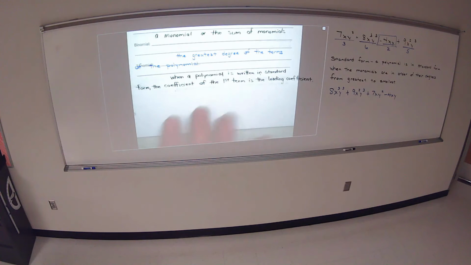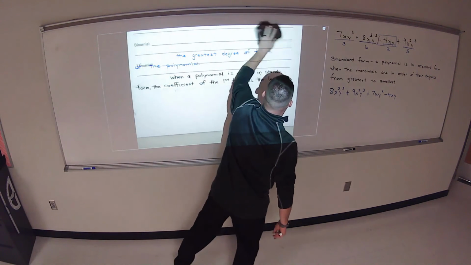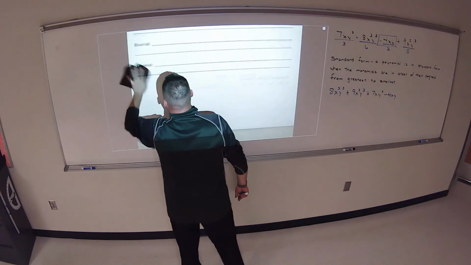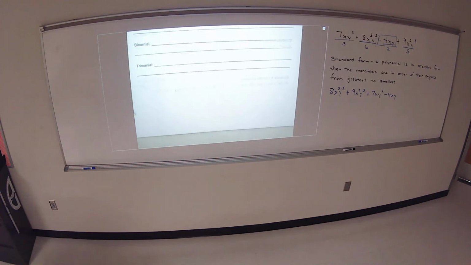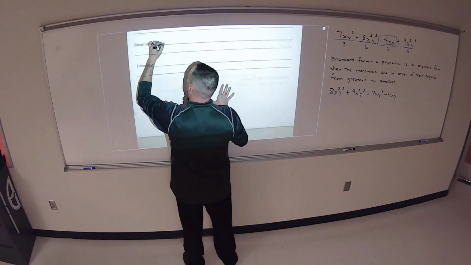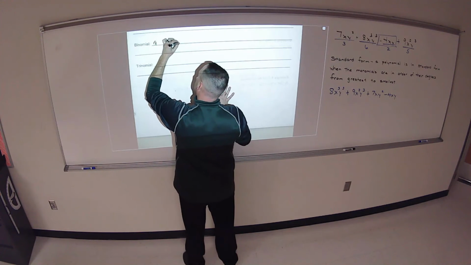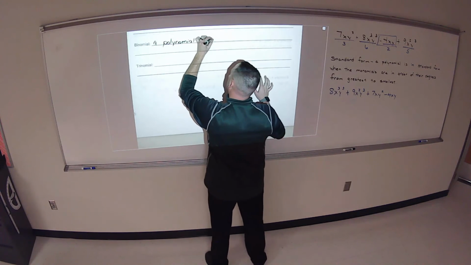Alright, last two definitions: a binomial and a trinomial. Now remember, we talked about polynomials being this big umbrella, and monomials were a group of polynomials, right? These two are the same thing. They kind of fit underneath that. So what is a binomial? This is a polynomial with two terms.